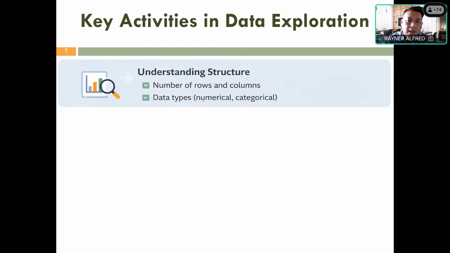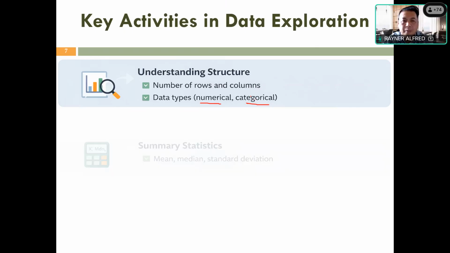Numerical refers to any column or feature that consists of numbers, numerical in terms of decimal point or whole numbers. Categorical value refers to any column that uses categories. For instance, for gender, male and female, and for grade, we have A, B, C, D, and so on.